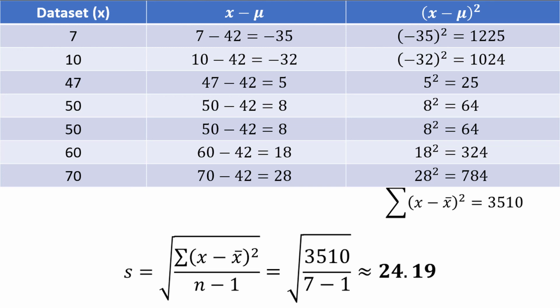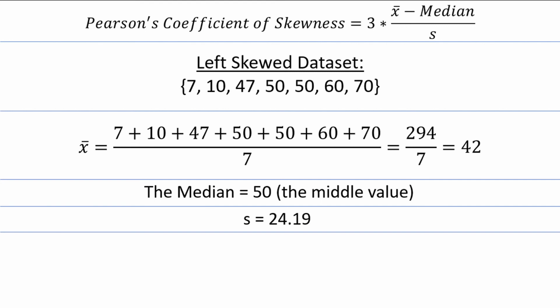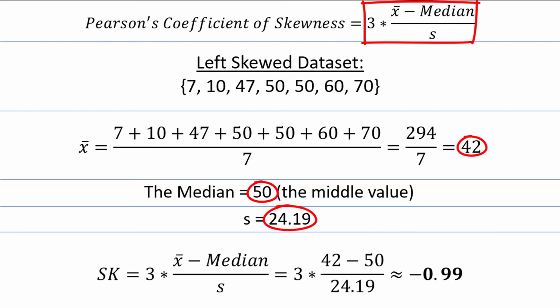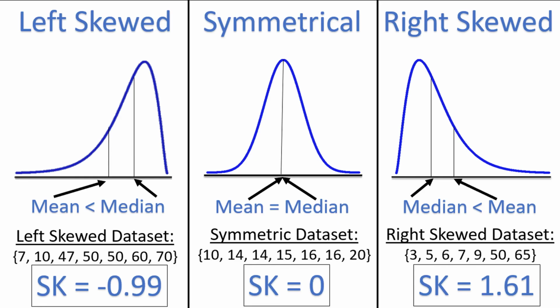Pause the video and study my calculations, or watch my standard deviation video for more details on how I calculated this number. When we plug into the formula, we get 3 times (42 minus 50) divided by 24.19, which is equal to approximately -0.99. This confirms my claim from earlier that this was a left-skewed distribution, as Pearson's coefficient of skewness is negative. If you run the calculations, you can verify that the middle dataset has a coefficient of skewness of 0, meaning it is perfectly symmetrical, and the third dataset has a coefficient of skewness of approximately 1.61, confirming that it is right-skewed.